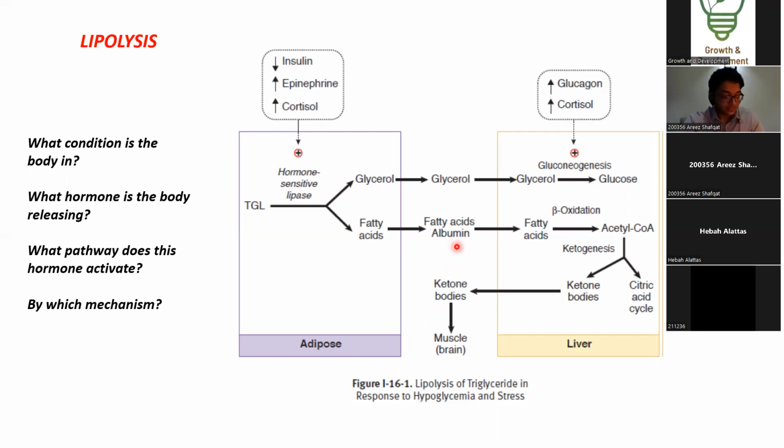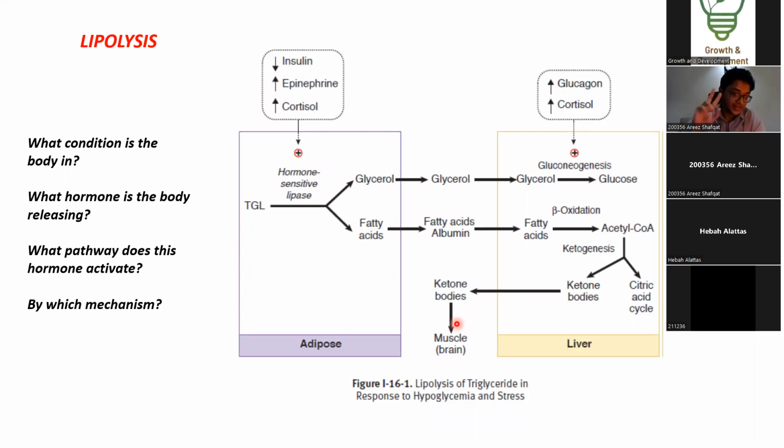Okay, good. So again, you should know this pathway. You should know that it's activated in a starvation condition. It's activated by epinephrine, because I told you glucagon mainly acts in the liver. Fatty acids are being used to generate ketone bodies, which can be used as a fuel by the brain.